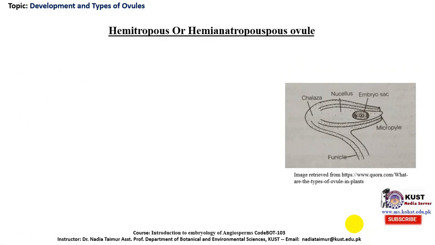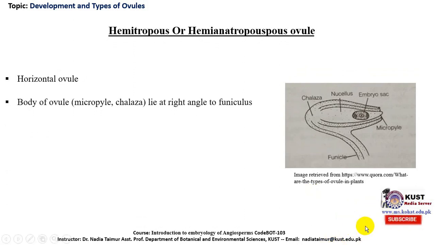The second ovule that we are going to discuss is known as Hemitropous or Hemianatropous ovule. This type of ovule is also known as horizontal ovule. In this type of ovule, the body of the ovule lies at right angle to the funiculus, as you can see here. So this is the ovule, and this is the body of the ovule, which is placed at right angle to the funiculus, so that the micropyle and chalaza lie in one line. Examples include members of family Ranunculaceae.